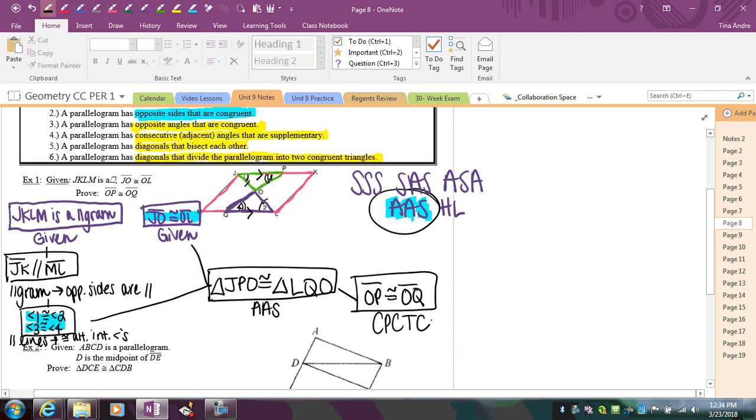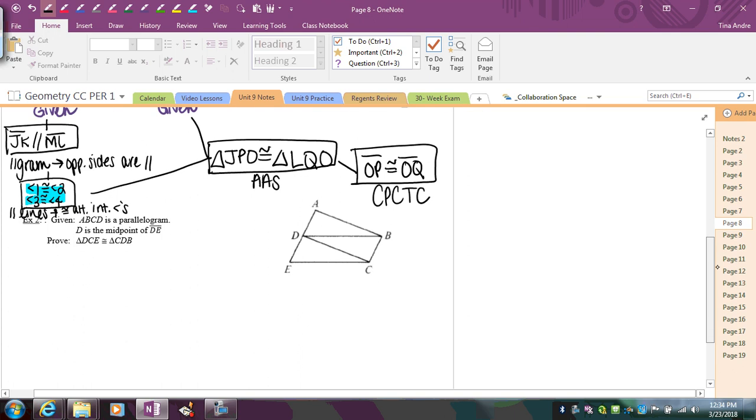Now, you might have also been thinking, couldn't I use vertical angles? And yes, you could. You could call this 5 and 6 and say that those are congruent because they're vertical, and then it would have been angle, side, angle. That would have been an option. Or you could have used 3 and 4 with the vertical, and it would have been angle, angle, side. So different ways of doing it. It's just depending on what you see.